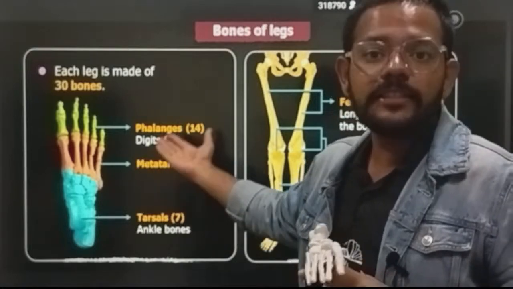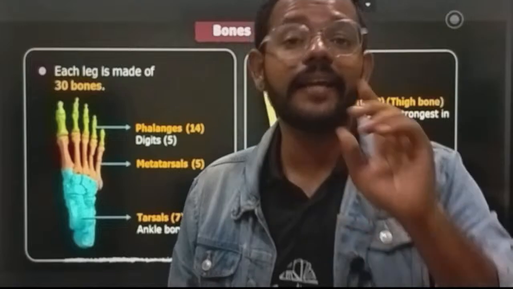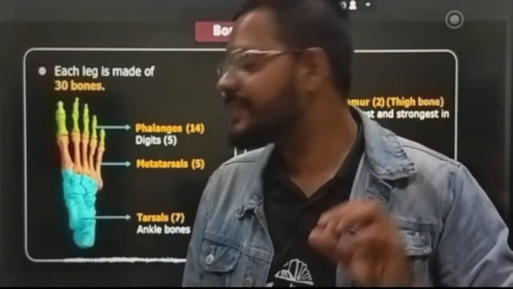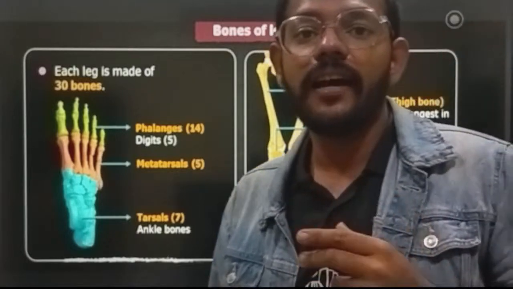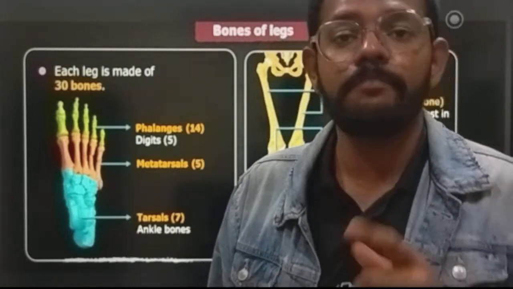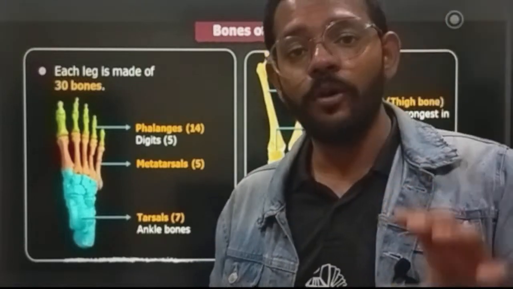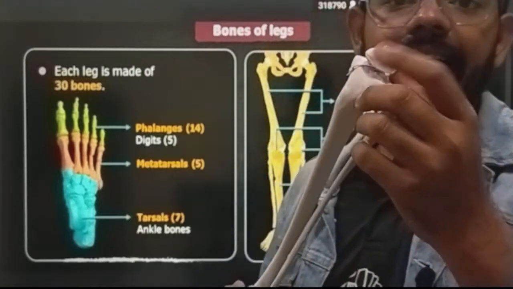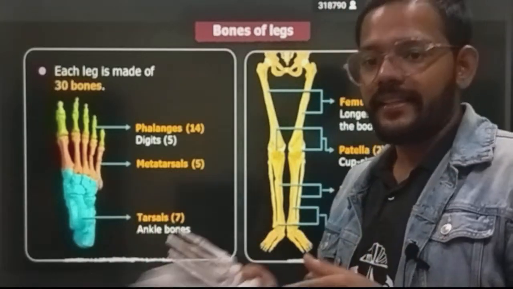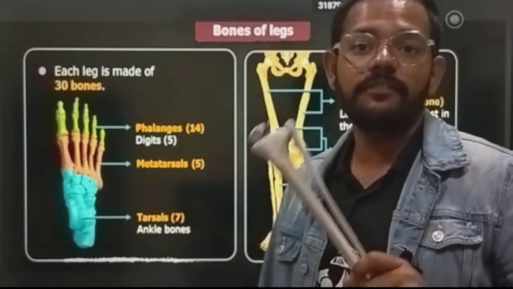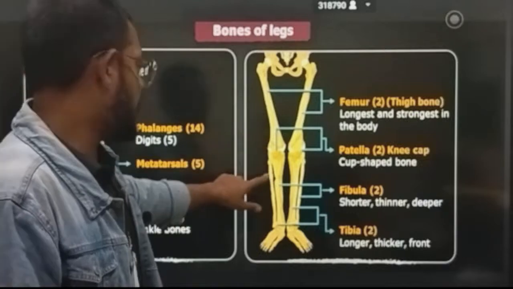Metatarsals 5 in number, and tarsals 7 in number. One thing you have to remember: in the hand we studied that there are 8 carpals, but here you will find 7 tarsals. An additional bone present inside your leg is the patella. That's why there are 8 carpals, and here you have 7 tarsals, one less in number. So that is the bones of the leg.